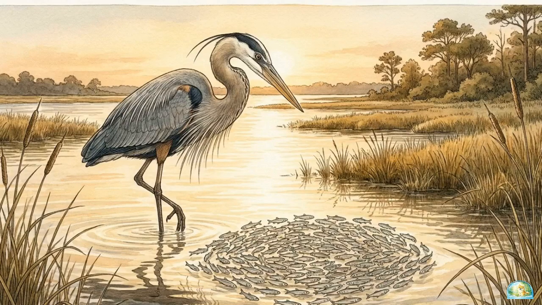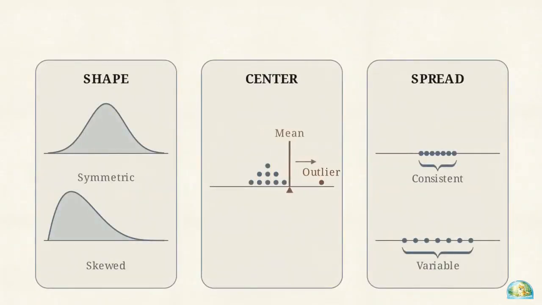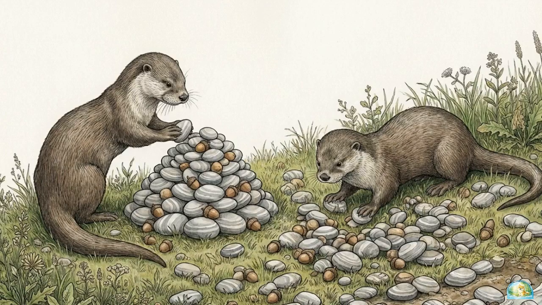When you use shape, center, and spread together, you can make clear claims about the data you find. You can now combine these observations to explain why one group has a higher center, or why another is more spread out. Interpreting these shapes, centers, and spreads allows us to build comparisons using evidence.